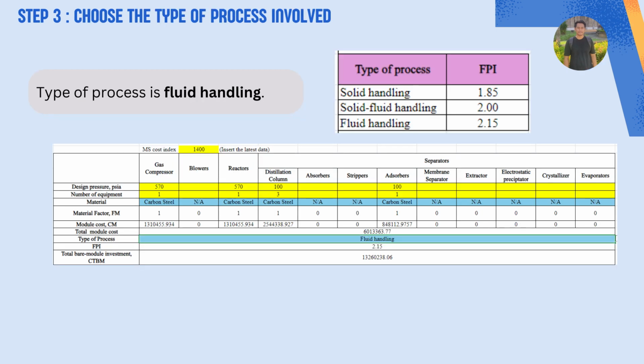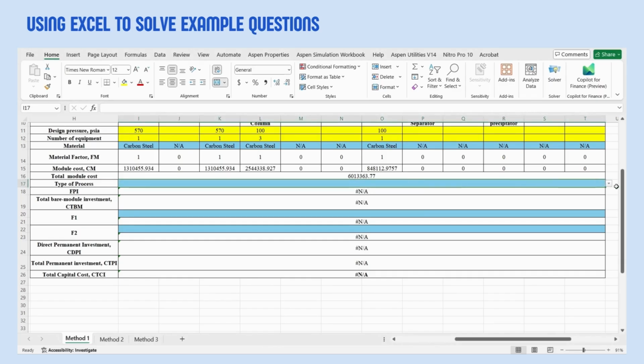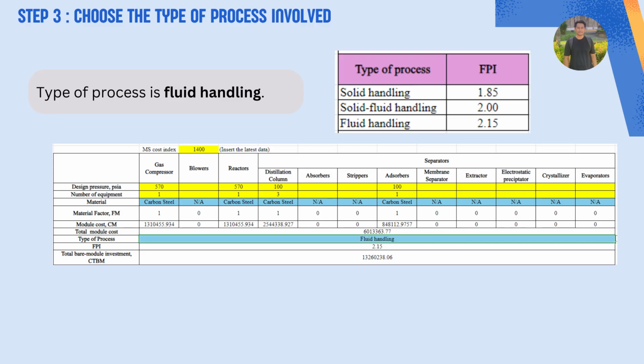So for step 3, we just choose the type of process involved. Here we have a blue box for the type of process, where we can choose whether it's solid handling, solid-fluid handling, or fluid handling. Here we choose fluid handling based on the example, and it automatically shows the FPI is 2.15, and it will automatically calculate the total bare module investment, CTBM.